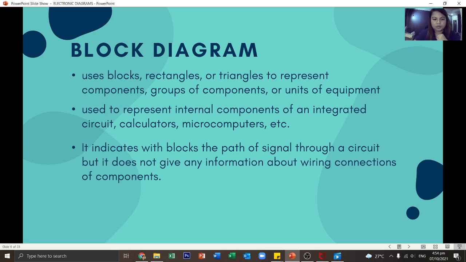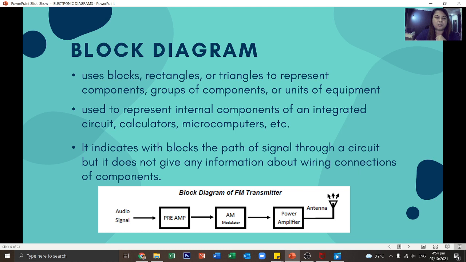For example, this is a block diagram of an FM transmitter. Each rectangle represents a unit or a circuit in the FM transmitter. We have the preamplifier, the AM modulator, power amplifier, and the antenna. In any of these blocks, you cannot see the actual components. But for example, the preamplifier is composed of many electronic components. So now you can see the difference.